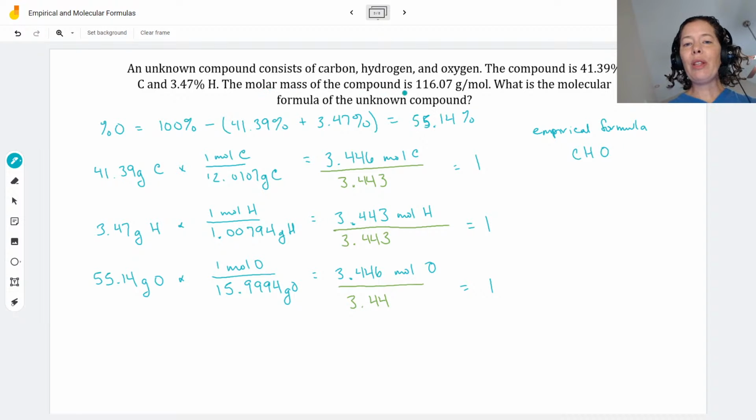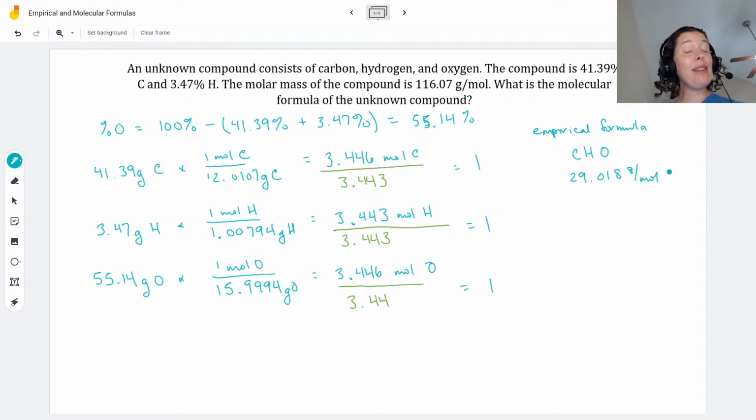But my problem asked me for my molecular formula, and it gave me one extra piece of information. It told me the molar mass of my compound is 116.07. Well, let's first find the molar mass of my empirical formula, and that is 29.018 grams per mole. So clearly my empirical and my molecular formulas do not match up, and I need to figure out what the ratio is between them. Again, we're looking for a whole number here.